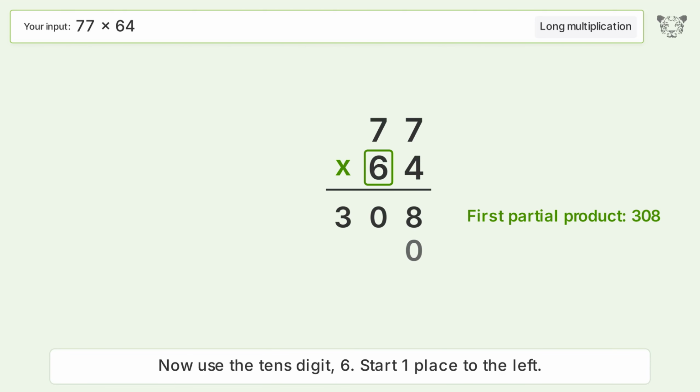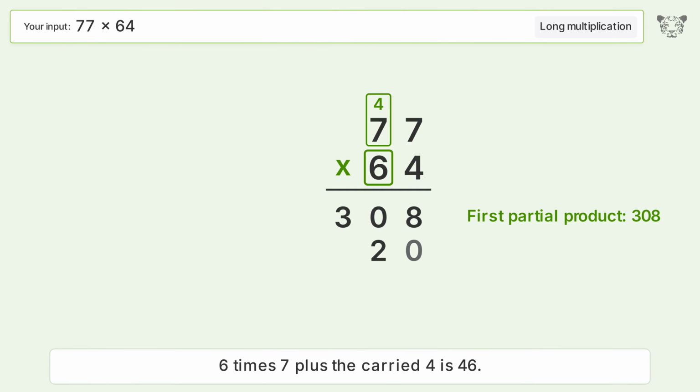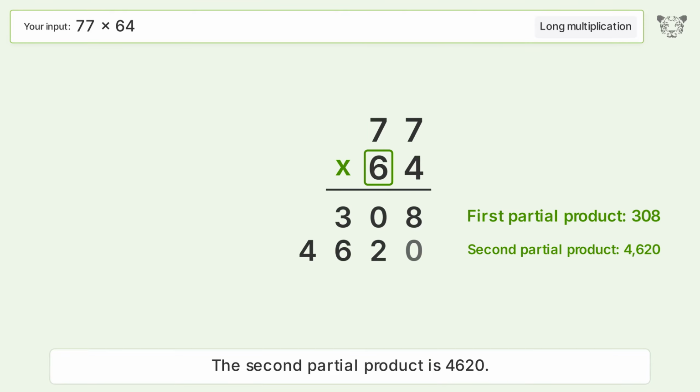Now use the tens digit, 6. Start one place to the left. 6 times 7 is 42. Put 2 in this column and carry 4. 6 times 7 plus the carried 4 is 46. The second partial product is 4,620.